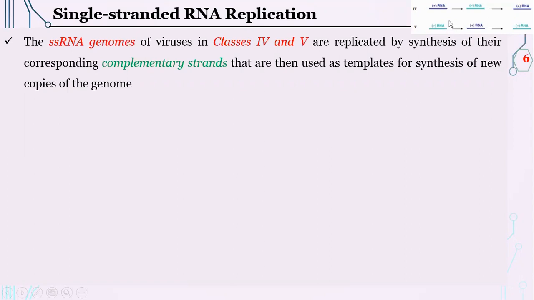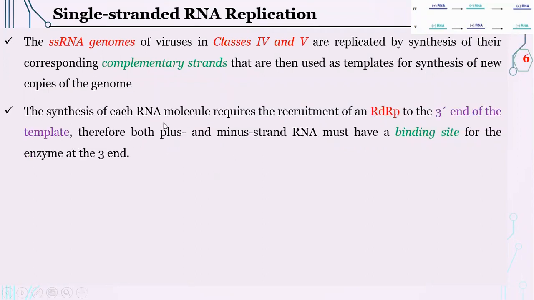And similarly, if that is a negative RNA virus, it will produce positive sense RNA, and they will use that as template for a negative strand, and the negative strand will then be encapsulated in the virion.